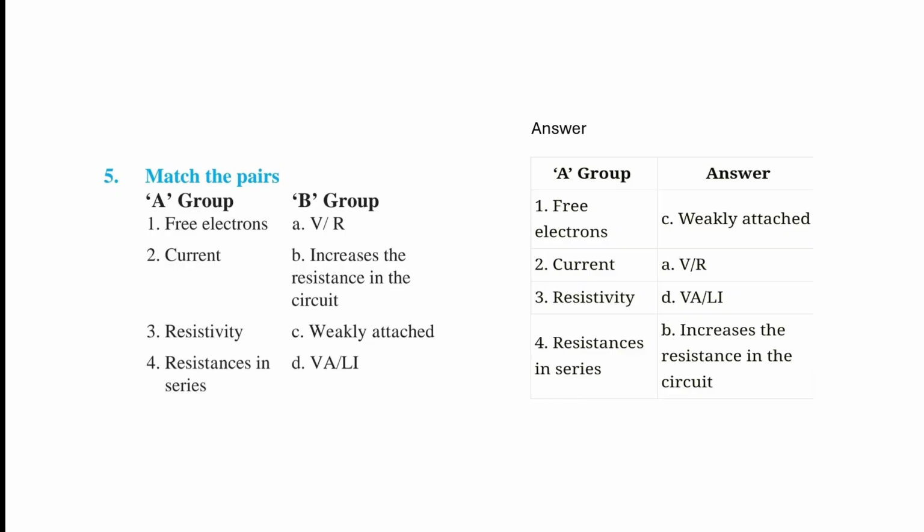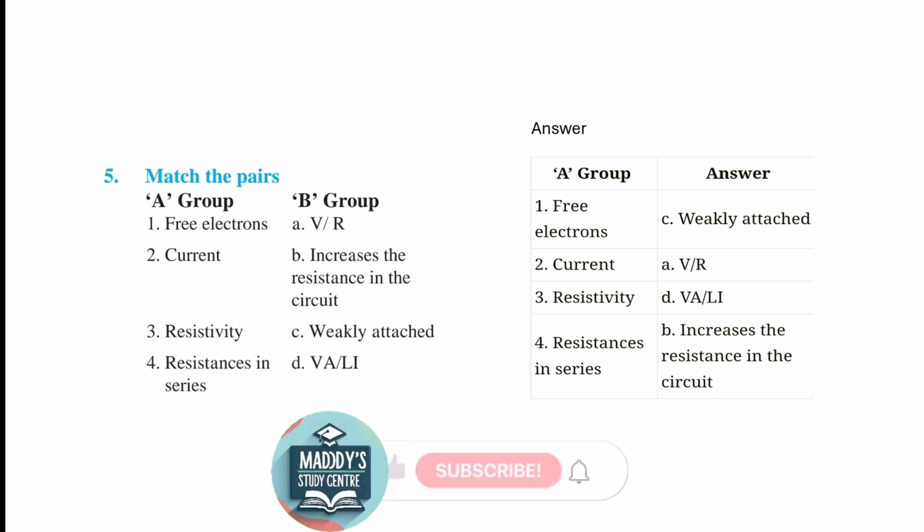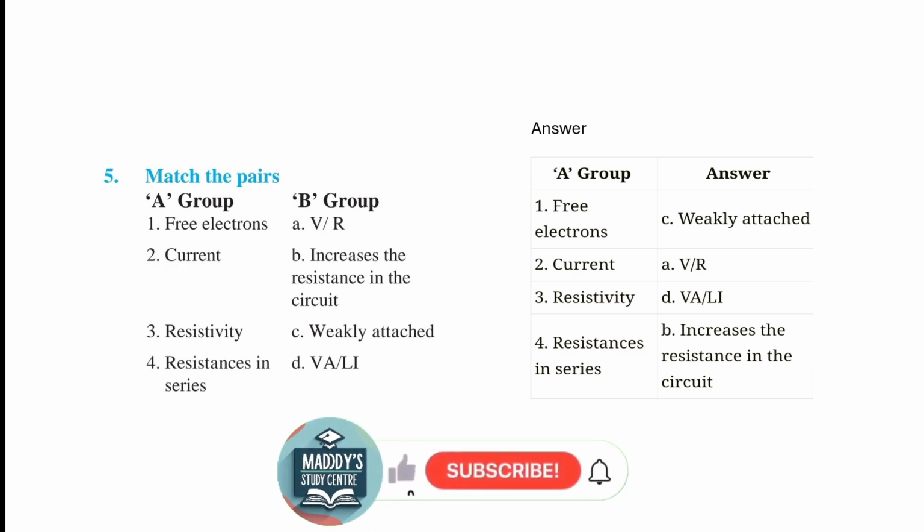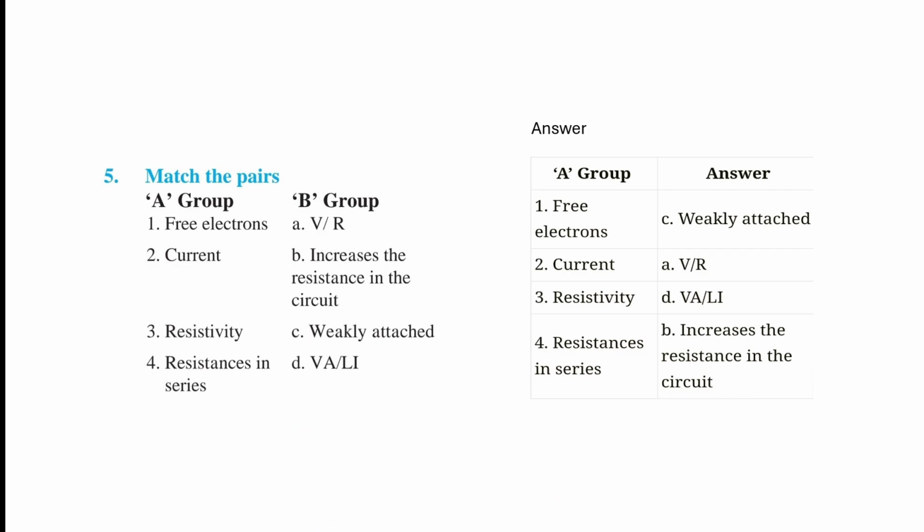5. Match the pairs. Group A, Group B. 1. Free electrons. A. V by R. 2. Current. B. Increases the resistance in the circuit. 3. Resistivity. C. Weakly attached. 4. Resistances in series. D. L.